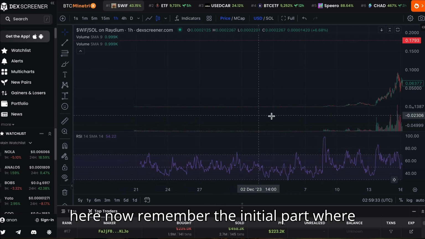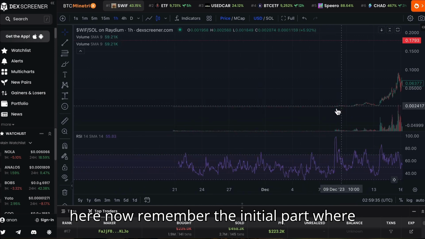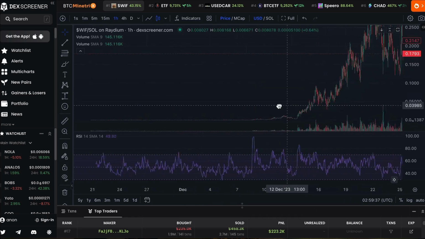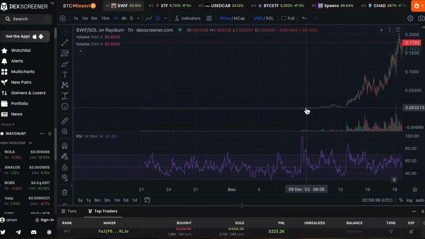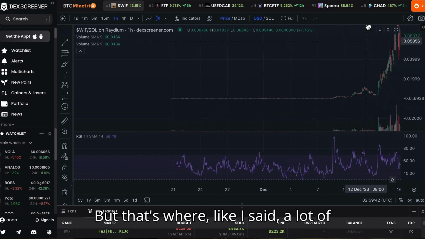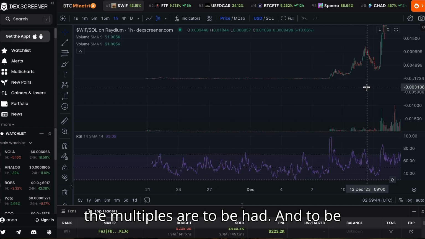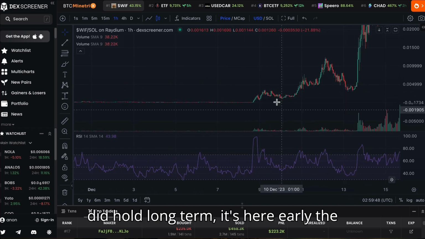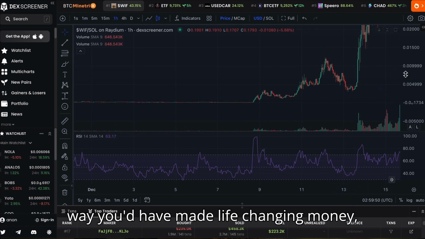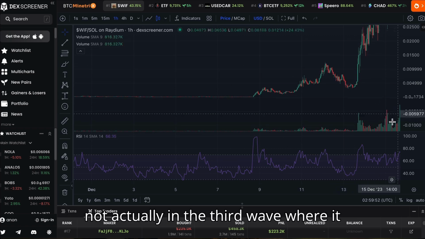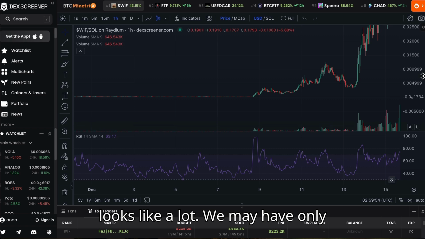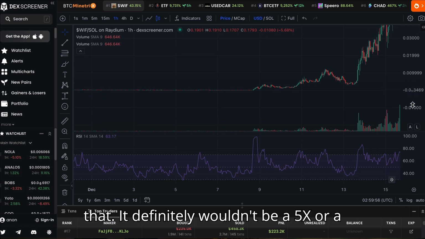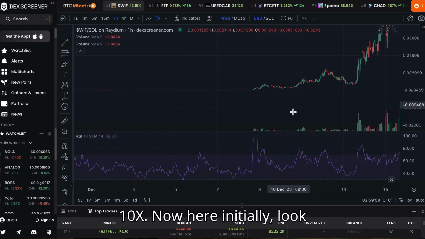So even here, now remember the initial part where I showed you the 500%, you can see now when you zoom out, it's barely noticeable. But that's where, like I said, a lot of the multiples are to be had. And to be honest, in this particular coin, if you did hold long term, it's here early where you'd have made life-changing money. Not actually in the third wave where it looks like a lot, but you may have only doubled your money or something like that. It definitely wouldn't be a 5x or a 10x.